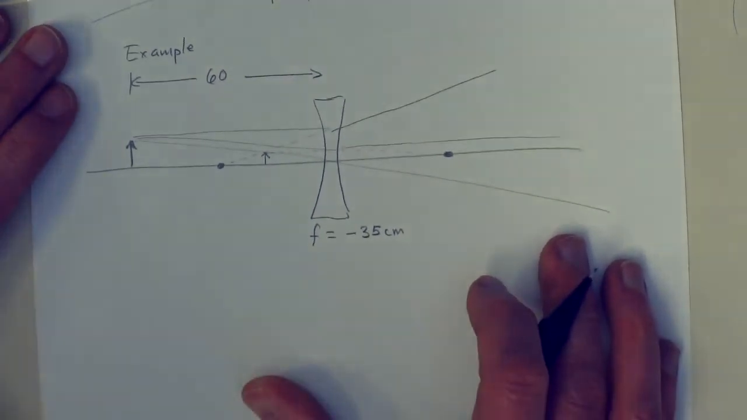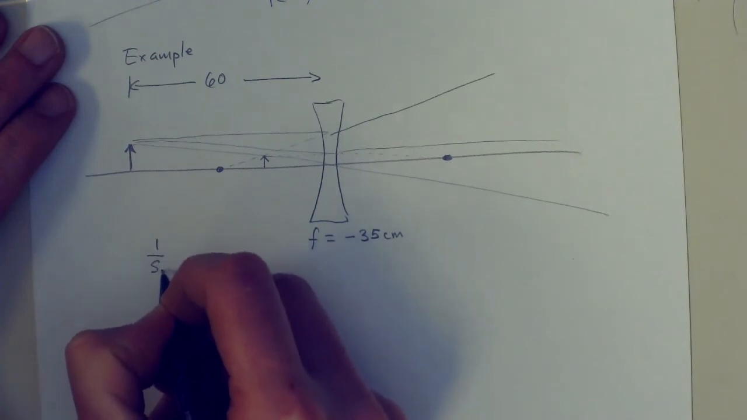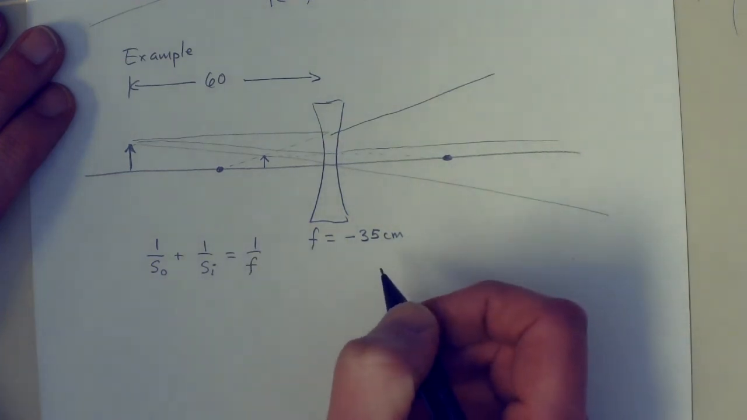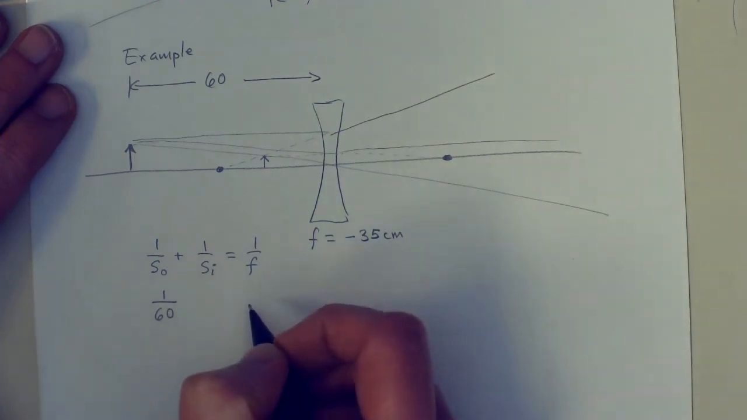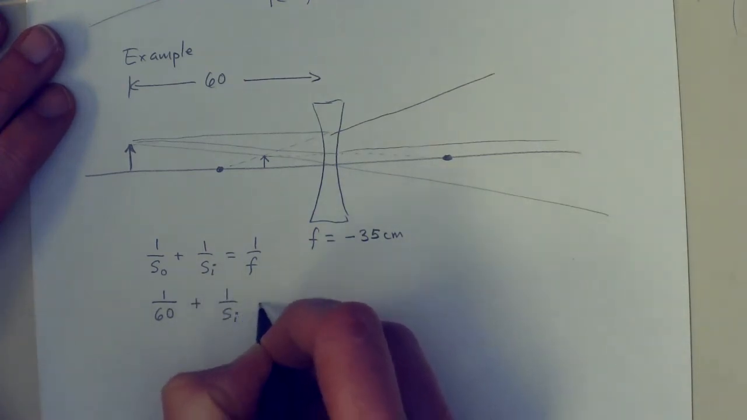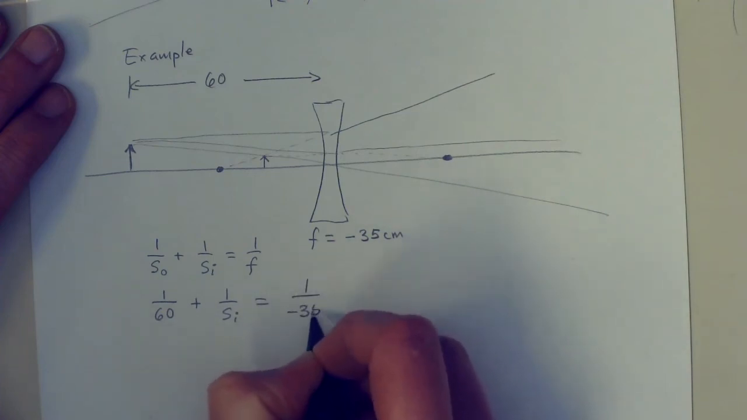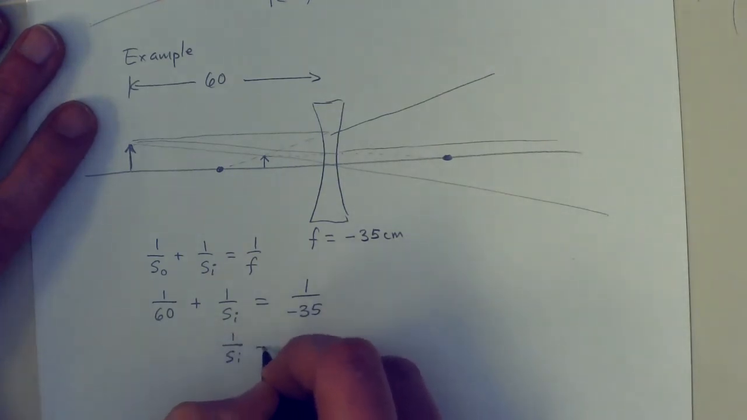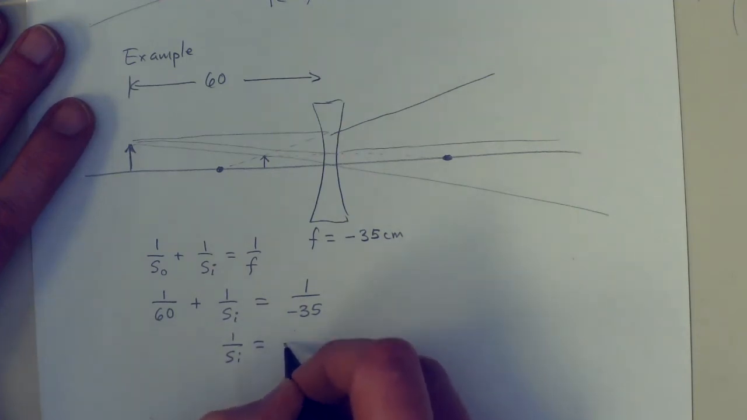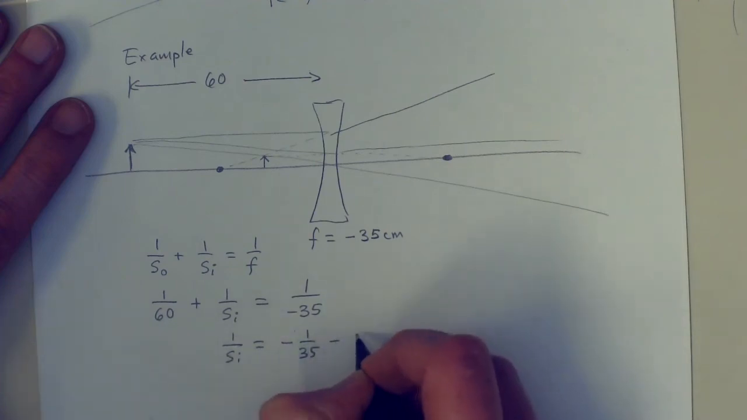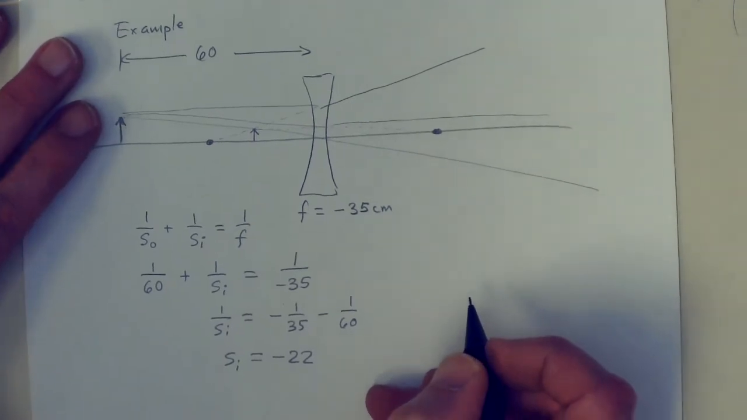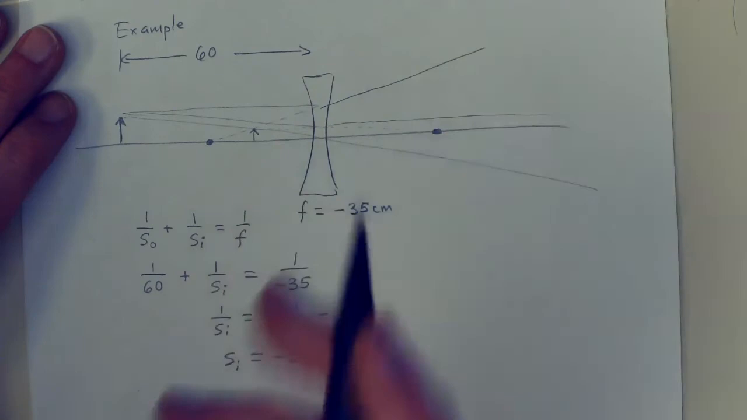Now let's do it with math. So our equation in general is 1 over S object plus 1 over S image equals 1 over F. The object distance is 60. That's nothing unusual. The image distance we're trying to figure out, the focal length is minus 35. So you can solve this. 1 over the image distance is going to be minus 1 over 35 and then minus 1 over 60. And what you'll find is the image distance is minus 22. That's what you come out with in this case. And that looks about right. If that's 35, that looks like it might be about 22.